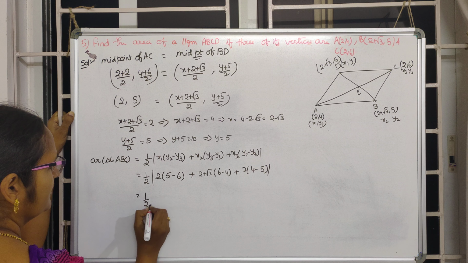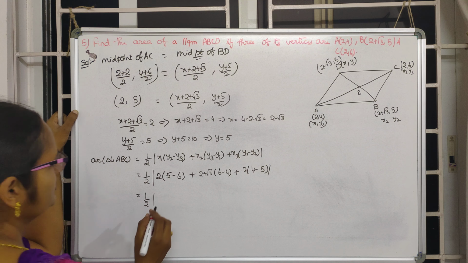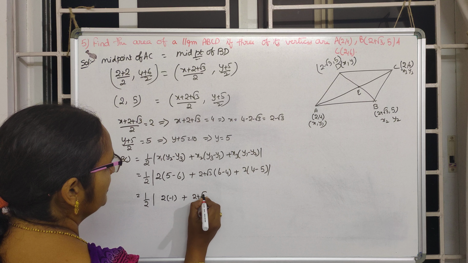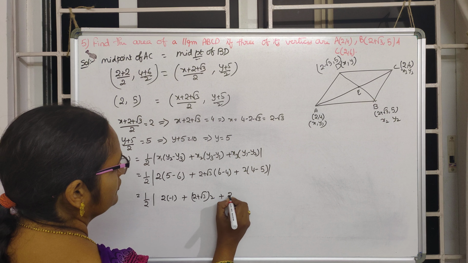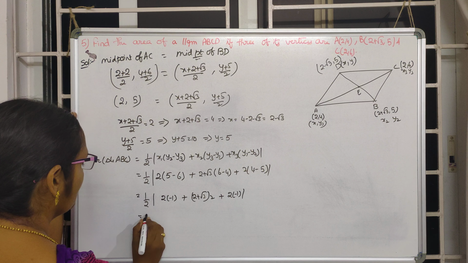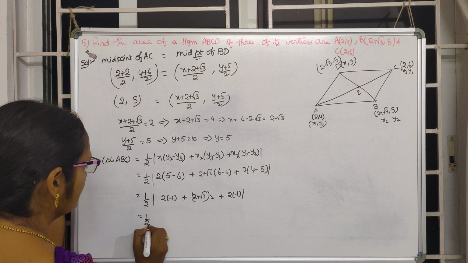So half absolute of 2 into minus 1 plus (2 plus root 3) into 2 plus 2 into minus 1. Half absolute of minus 2 plus 4 plus 2 root 3 minus 2. This is half absolute of minus 4 plus 4 plus 2 root 3. Plus 4 minus 4 gets cancelled. That is 2 root 3 upon 2. This value is root 3 square units.